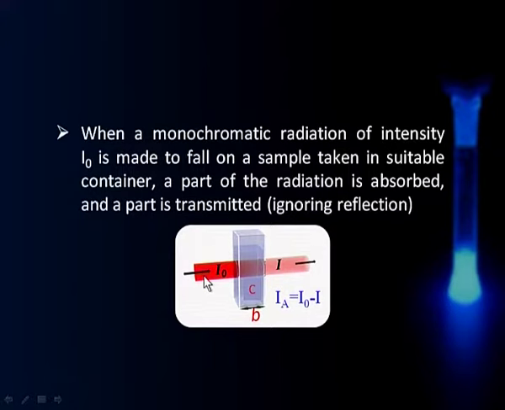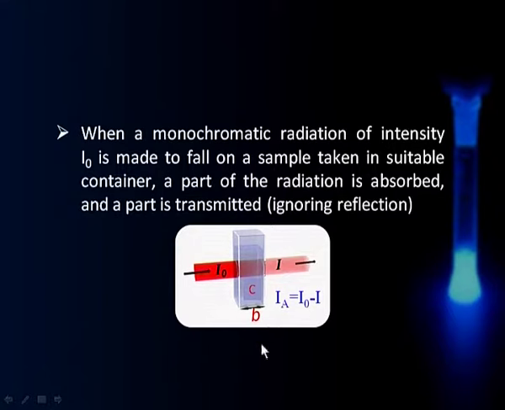You can see that intensity was large here, it has become faded out here. So, I is the transmitted radiation intensity, I naught is the intensity of the incident radiation there. Now, I absorbed, I A, which I am interested in, will be I naught minus I.